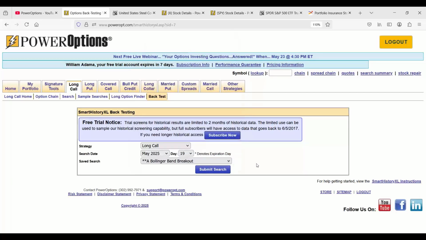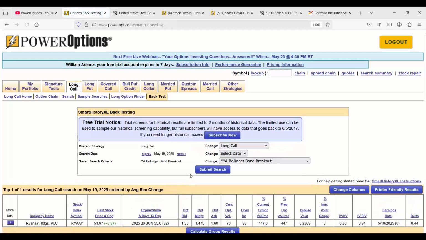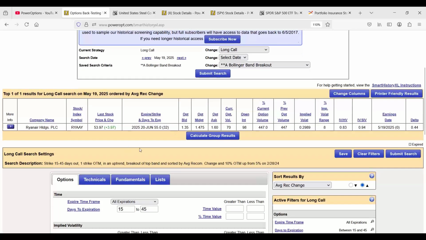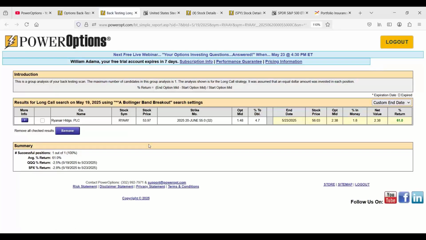And I'm going to use that Bollinger Band breakout. I know we're only 4 days in, but remember these positions were shorter term, 15 to 40 days out in time. What the backtest tool is going to do is show me which stocks and options would have matched the criteria of this particular holding on May 19th at the peak of SPY. We have one, Rainier Holdings. I don't know what this stock did, just using it as a test. I'm going to click Calculate Group Results.